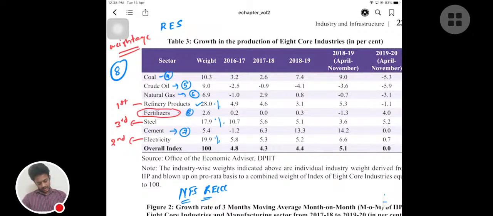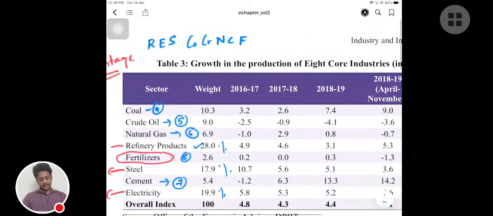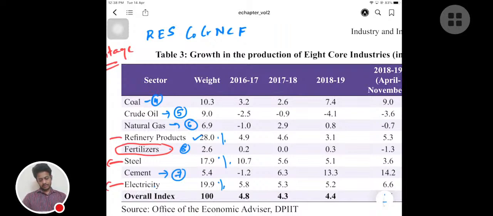So let us make this into, so coal, third one, that is CO, crude oil CR, sixth one, that is your natural gas, seventh one, that is your cement, eighth one, that is your fertilizers. So now let us make a logic for that. RES, CR and CF, right? Yeah, coal, crude oil, this one is cement. So RESCO, okay, CRNCEF.